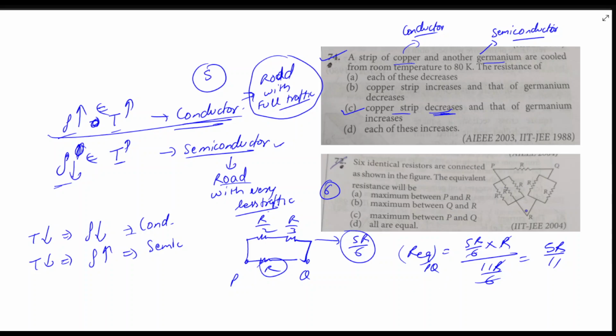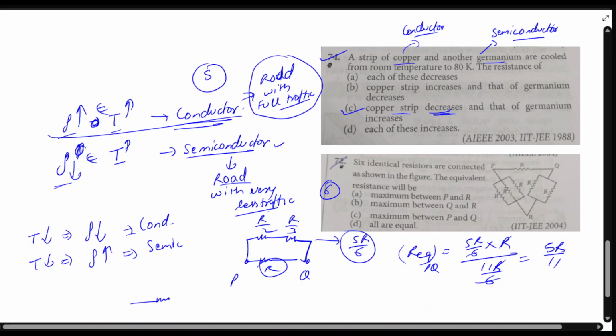Now about QR we can also find. So it will be this R and this R by 3 in series. So we have a resistance R and this is R by 3. They're in series and they are in parallel with this. This is R by 2, right? So this is between Q and R.